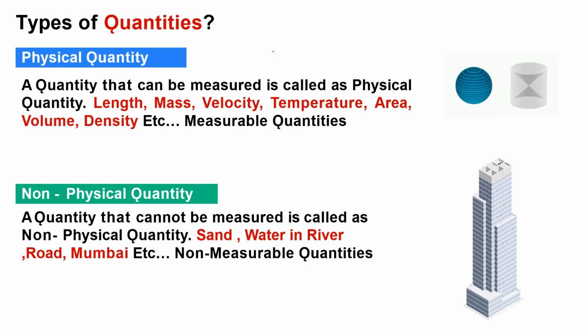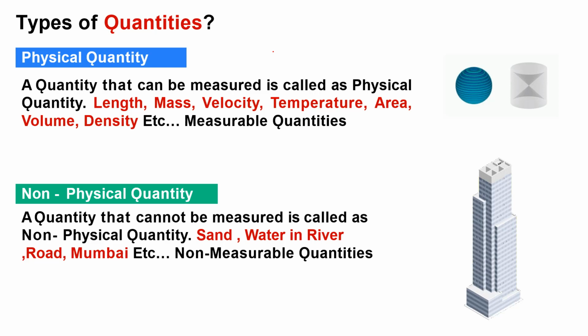So now we have to learn what the different types of quantities are. Some of the quantities are measurable, they are known as physical quantities, and the quantities which are not measurable are known as non-physical quantities. Like the length of an object or the mass of an object you can measure, even the velocity, temperature, area, volume, density, all these things we can measure, right?